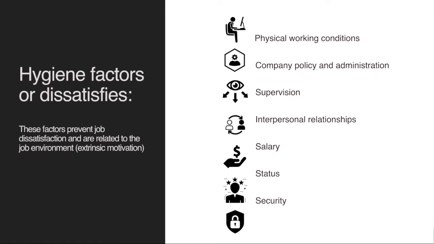The second category is hygiene factors, or dissatisfiers. These factors prevent job dissatisfaction and are related to the job environment, or extrinsic motivations. Physical working conditions, company policy, administration, supervision, interpersonal relationships, salary, status, and security are some of these examples. Fixing a hygiene problem will prevent or alleviate job dissatisfaction, but won't improve job satisfaction. To improve satisfaction, you must address motivation factors.